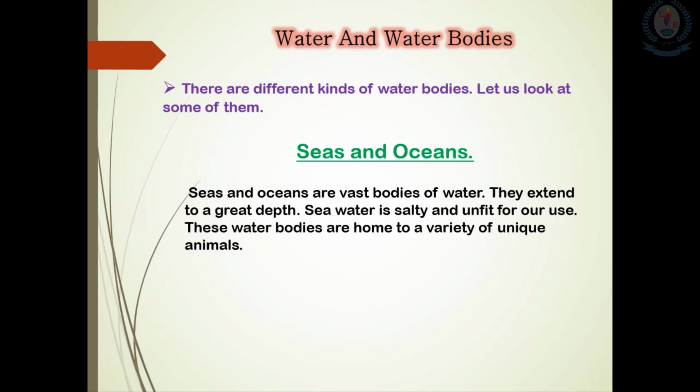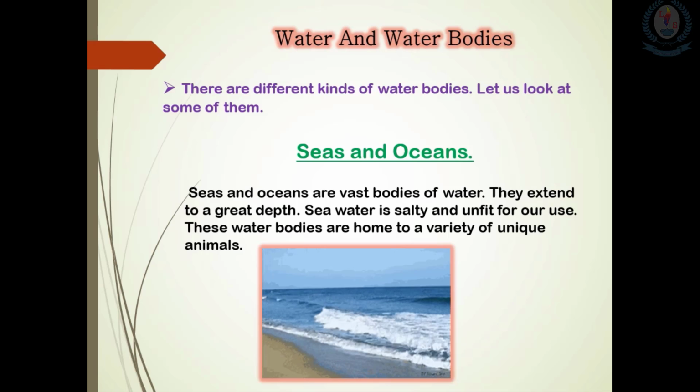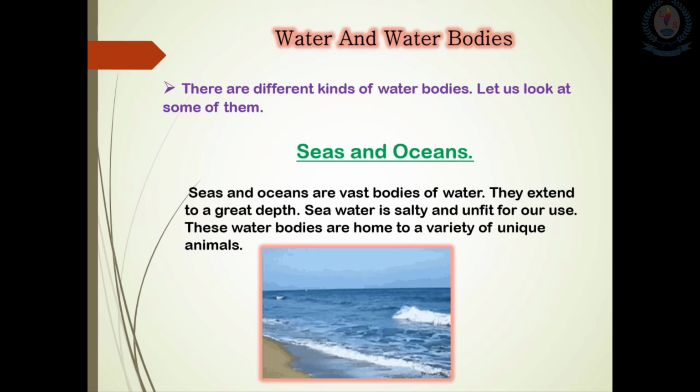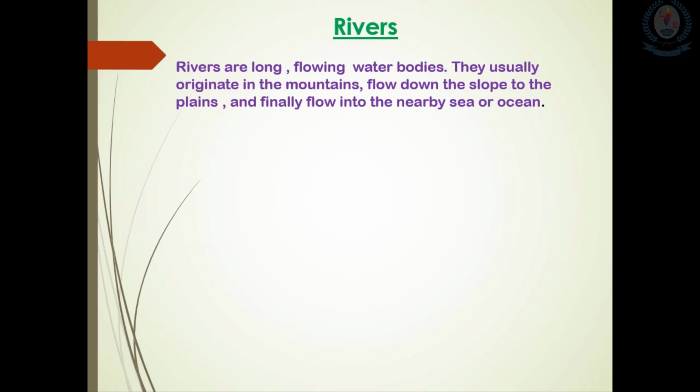Now tell me children, what are seas and oceans? Yes, seas and oceans are vast bodies of water. Now you can see some picture of a sea here. Children, on page number 97, you can see the next water body, that is rivers. Rivers are long, flowing water bodies. They usually originate in the mountains, flow down the slope to the plains, and finally flow into the nearby sea or ocean.